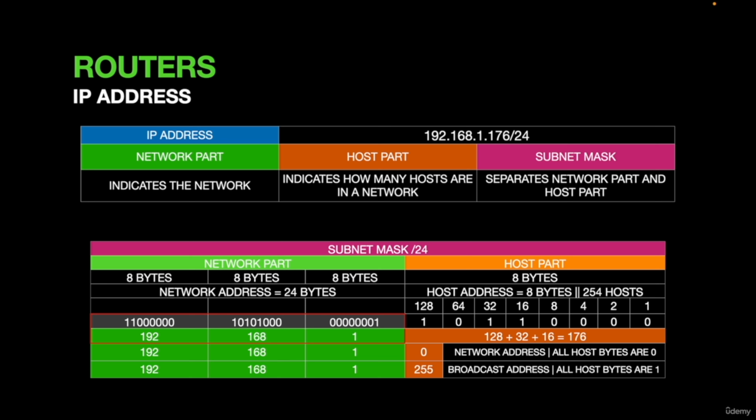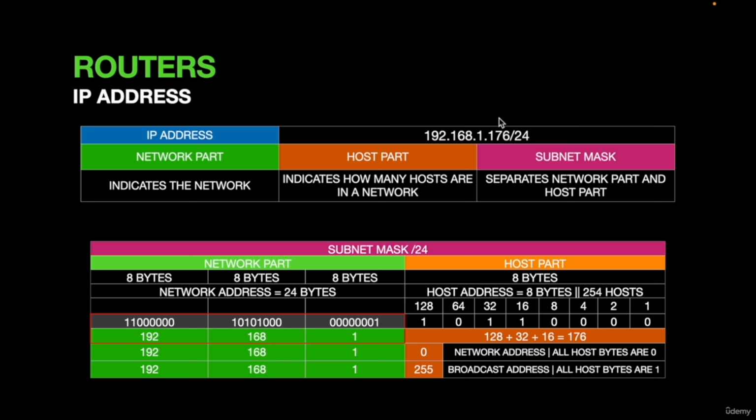So here we can see how an IP address looks like. An IP address has three parts. It would have the network part, which indicates the network, the host part, which indicates uniquely a host in a network, and the subnet mask, which separates the network part and the host part.